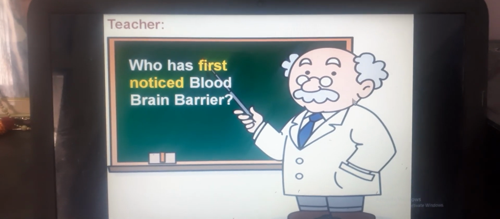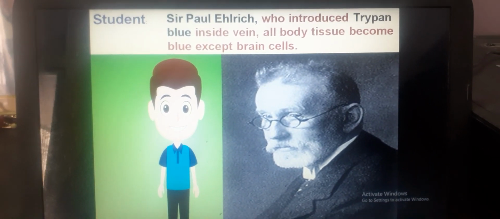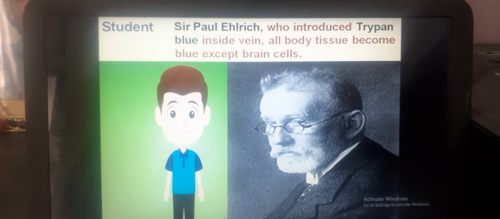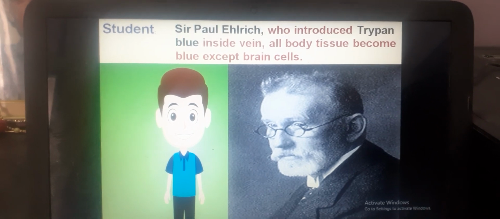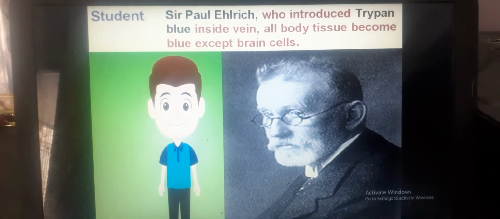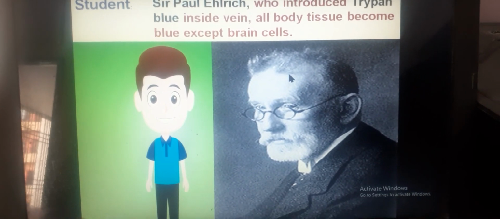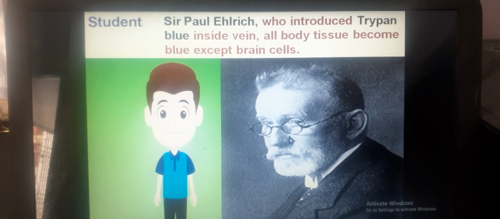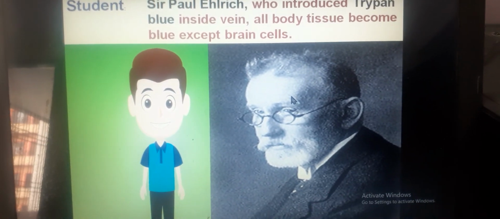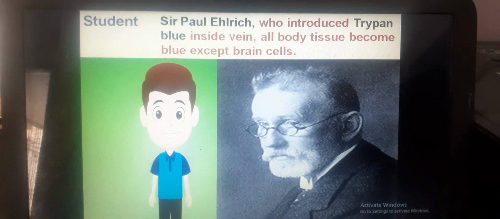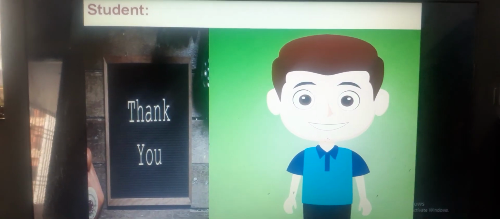Who first noticed the blood-brain barrier? It is Paul Ehrlich, who injected trypan blue into a vein. All body tissues became blue except brain cells. That is why he noticed that there is some spatial barrier between the brain and the body tissues. That is called the blood-brain barrier. Teacher: Well done. Thank you, sir.